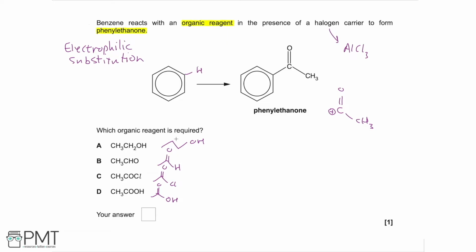So the first option we can eliminate is ethanol. Oh, I've made a mistake drawing ethanol there. It's one too many carbons. So ethanol isn't going to work. It's an alcohol. It doesn't have this carbonyl group. It's not going to be able to form a stable carbocation. And we're left with these three carbonyls that all have different groups on here.